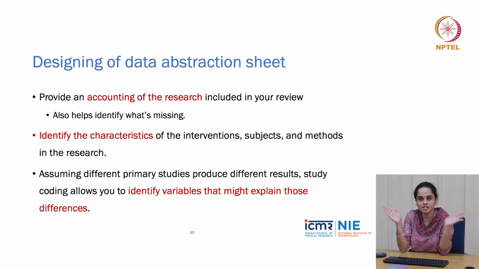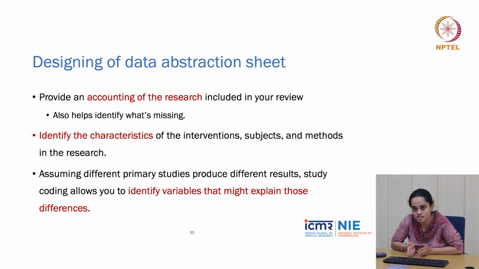Now, if all the studies agree, there is no point in you actually performing the systematic review, only if all of them are echoing the same results. So one reason you're venturing into a systematic review is that there are inter-study differences, and your data abstraction sheet should capture data on these variables which are likely to explain these inter-study differences.